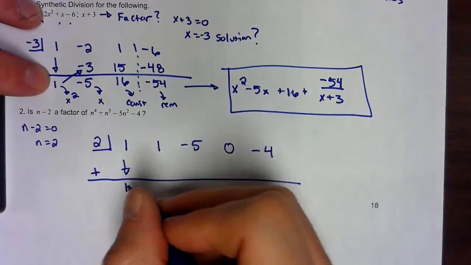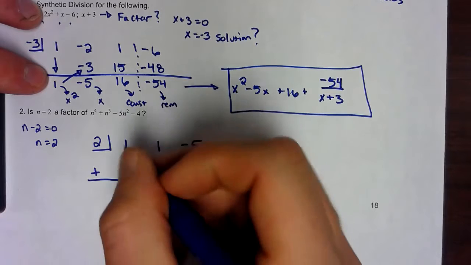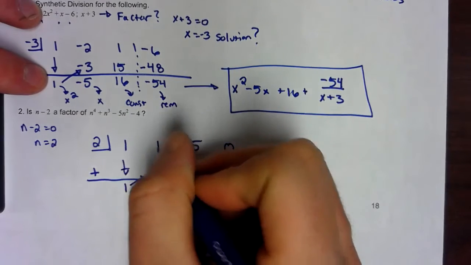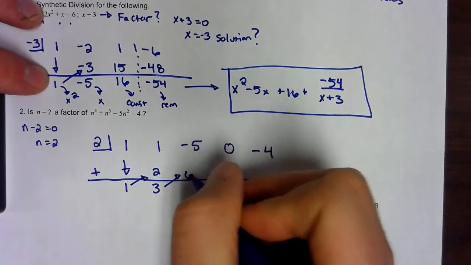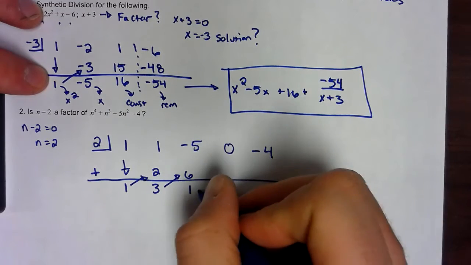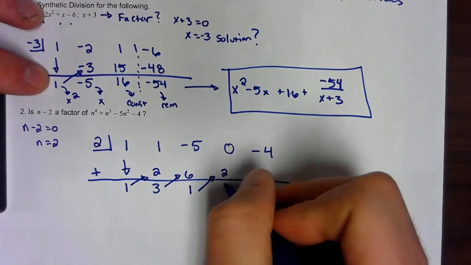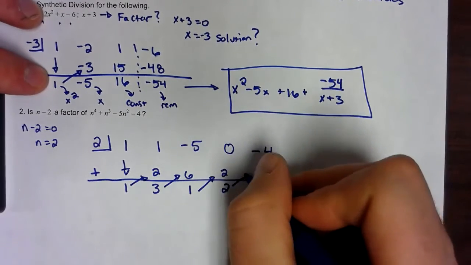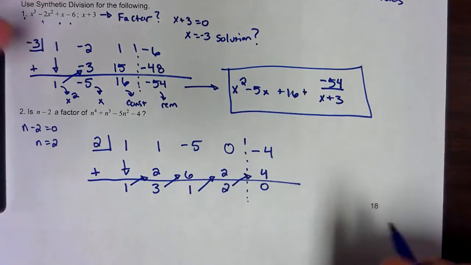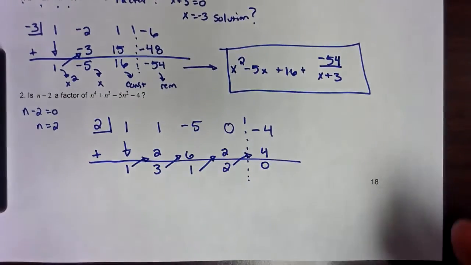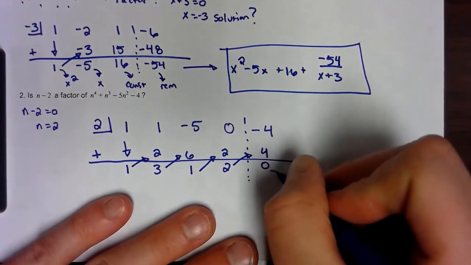So bring down the 1, and the process starts. 1 times 2 is 2. 1 plus 2 is 3. 3 times 2 is 6. -5 plus 6 is 1. 1 times 2 is 2. 0 plus 2 is 2. 2 times 2 is 4. -4 plus 4 is 0, which is great. That's what we wanted to have happen. Okay, so we get a remainder of 0.